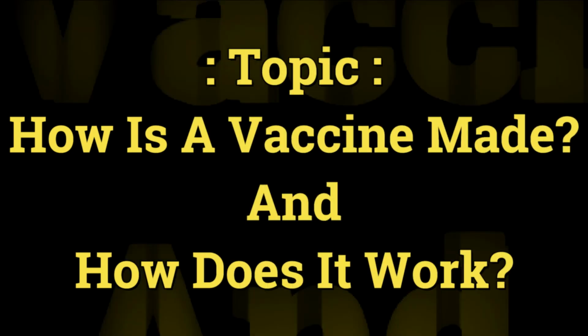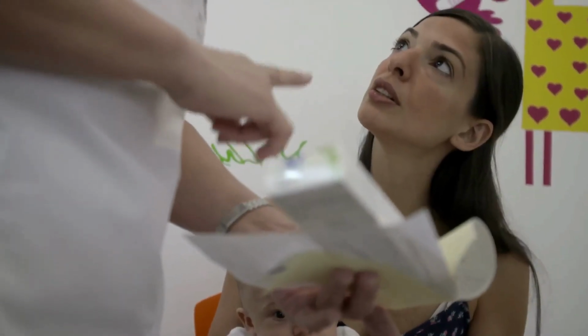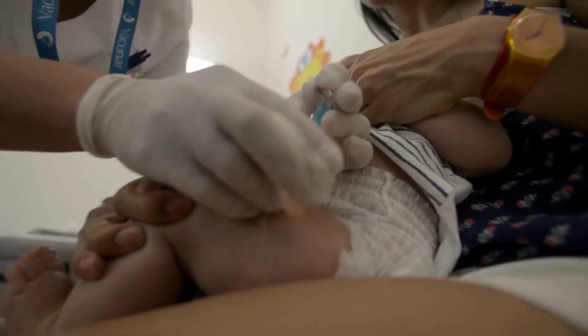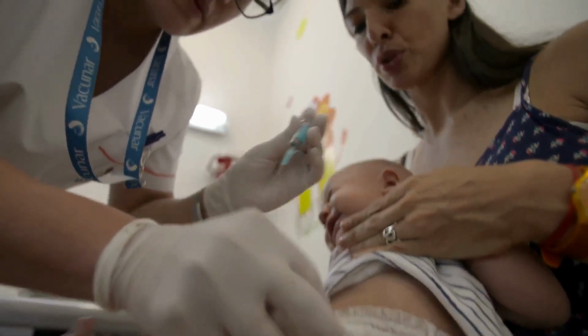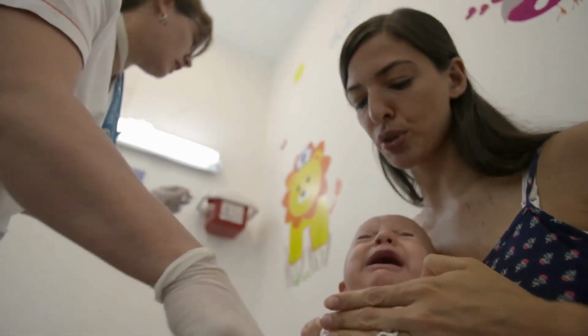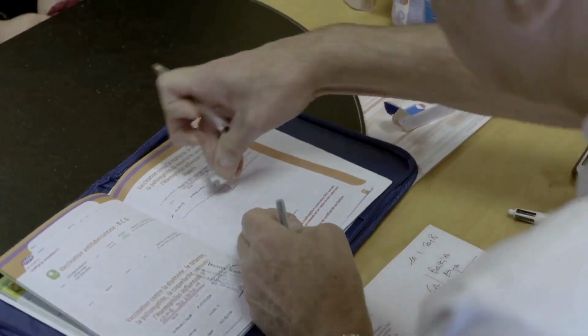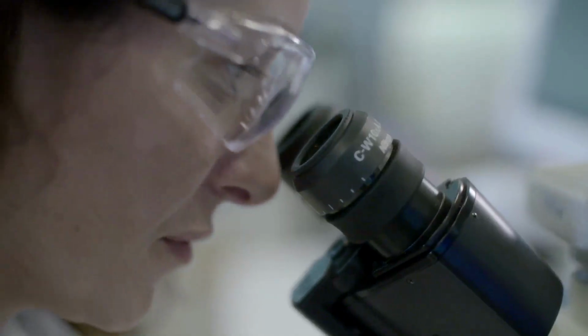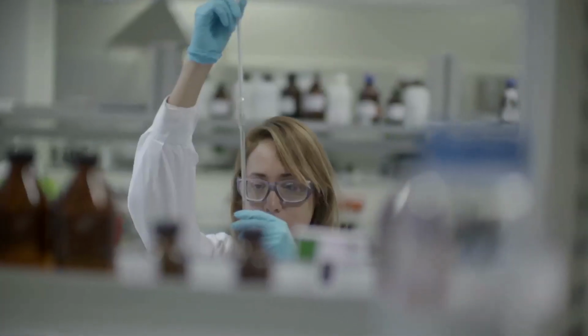Now getting straight to the topic for today's video: how is a vaccine made and how does it work? Vaccines contain tiny fragments of the disease-causing organisms or the blueprints for making the tiny fragments. They also contain other ingredients to keep the vaccine safe and effective. Each vaccine component has a specific purpose and each ingredient is tested in the manufacturing process.